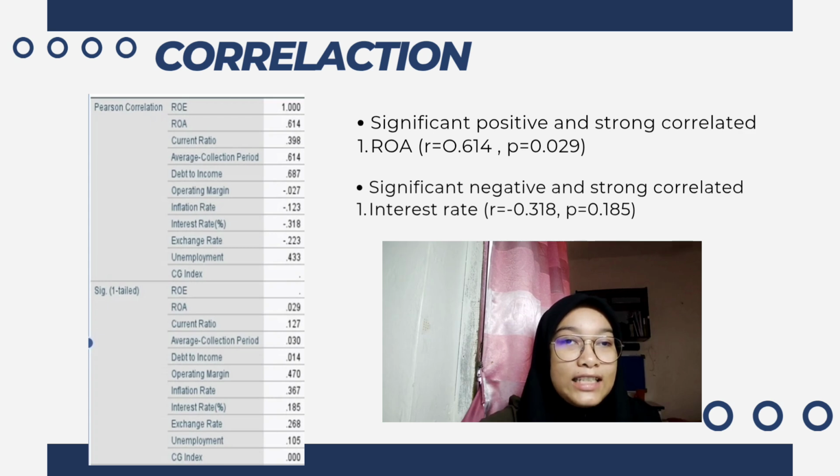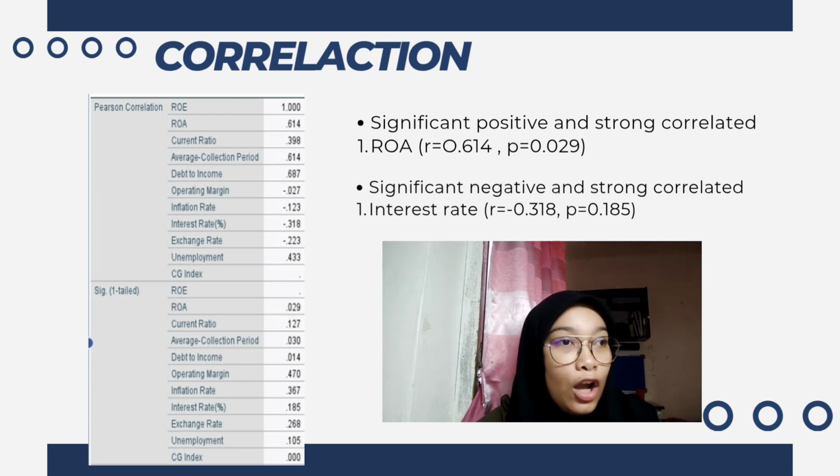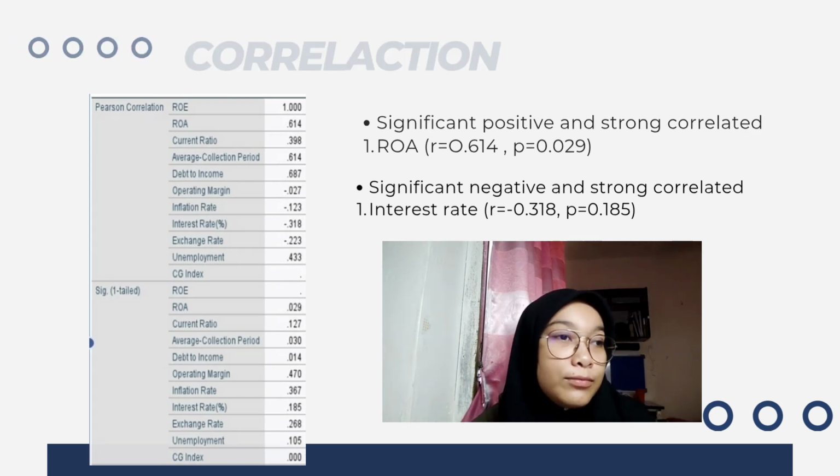Finally, the interest rate. This variable has a moderate negative correlation with ROE, equal to negative 0.318, but the p-value is 0.185, which is not statistically significant. In other words, we cannot confidently say that interest rate change has a real impact on ROE in this case.